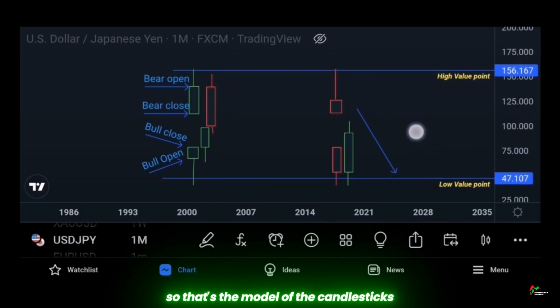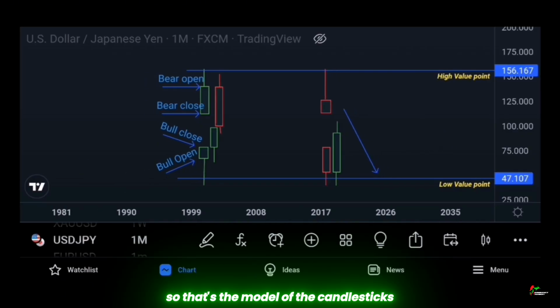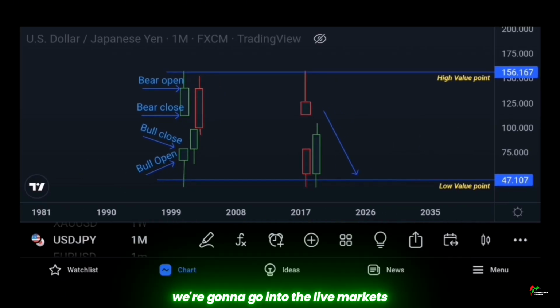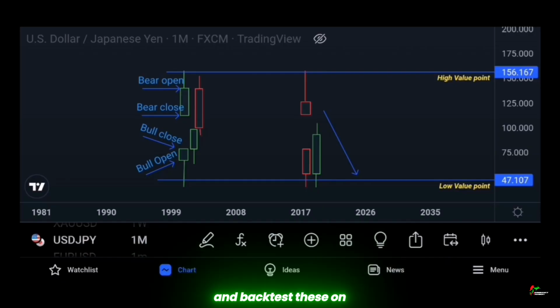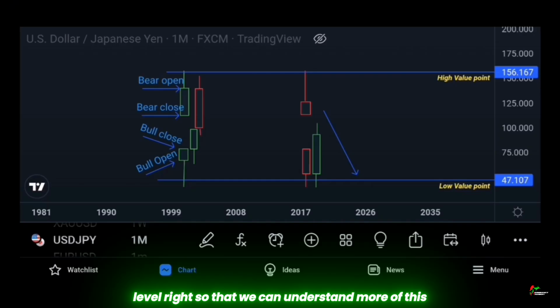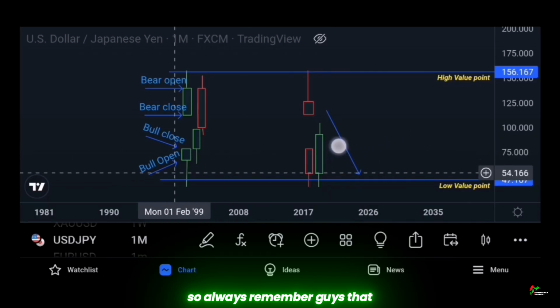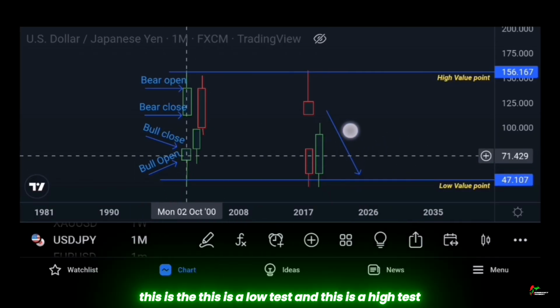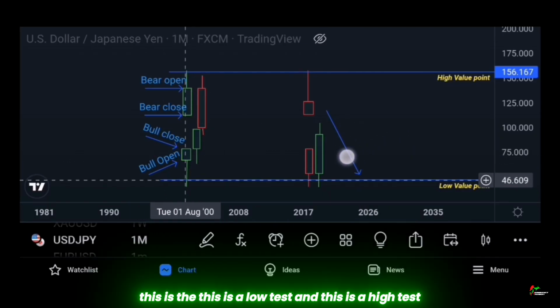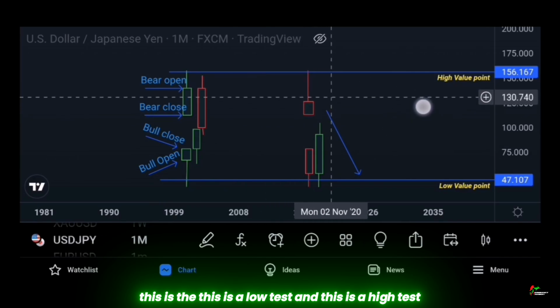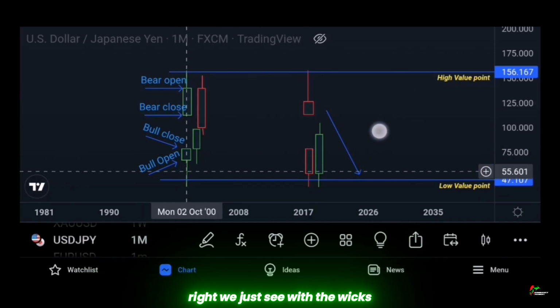So that's the model of the candlesticks. Now what we're going to do is go into the live markets and check out these candlesticks and backtest these on a 101 level, so that we can understand more of this. Always remember, guys, that this is a low test and this is a high test. We just see it with the wicks.